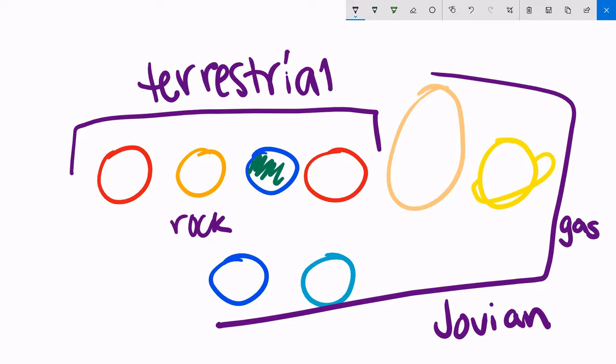So the reason why we can't inhabit these 4 planets is because they're made up of mostly gas. So we need to inhabit a planet that has rock.